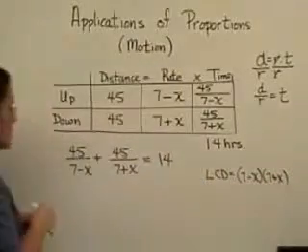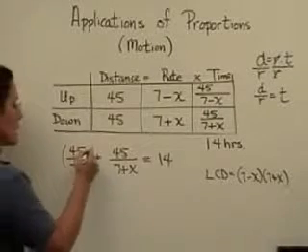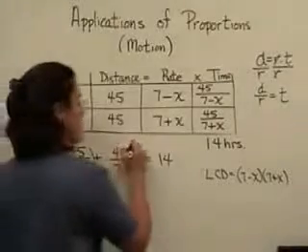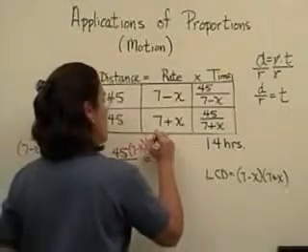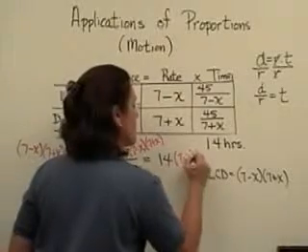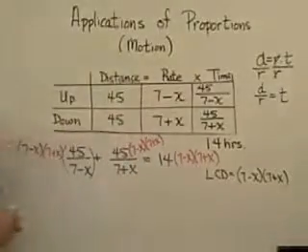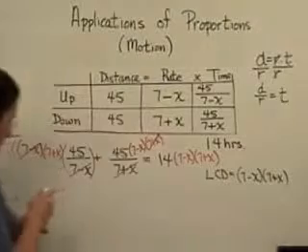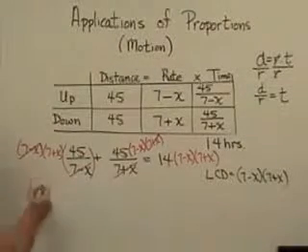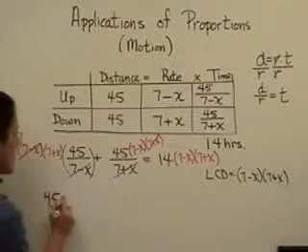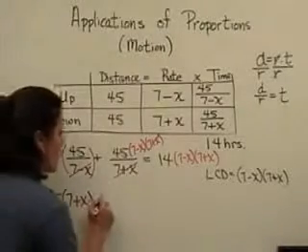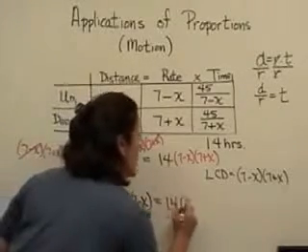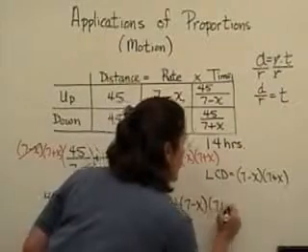And what I'm going to do is multiply both sides of the equation, all terms, by that 7 minus x times that 7 plus x. And as well, don't forget the 14. And so what's going to happen is this denominator and that will cancel out. The 7 plus x here and the 7 plus x here will cancel out. So on the left-hand side, I'm going to have 45 times 7 plus x, and then another 45 times 7 minus x, and that's going to equal 14 times 7 minus x times 7 plus x.